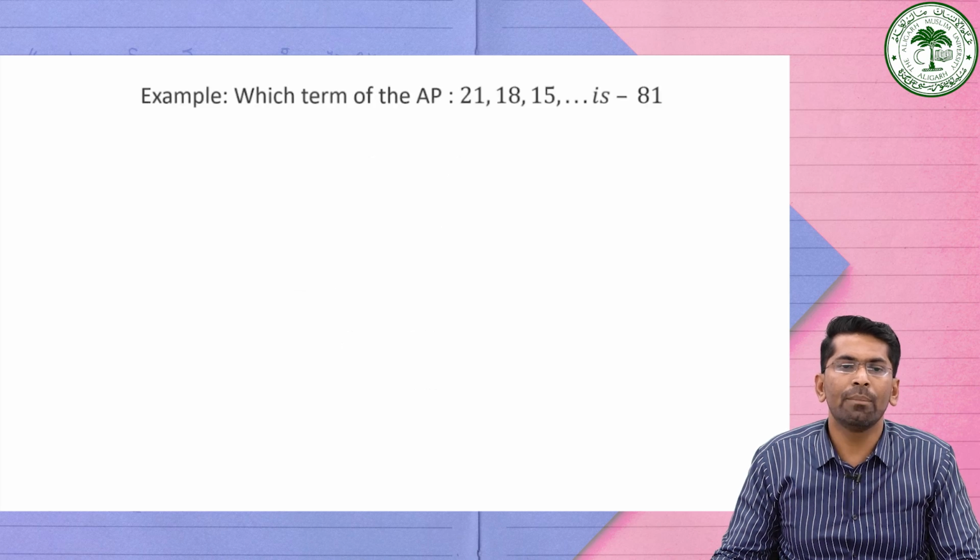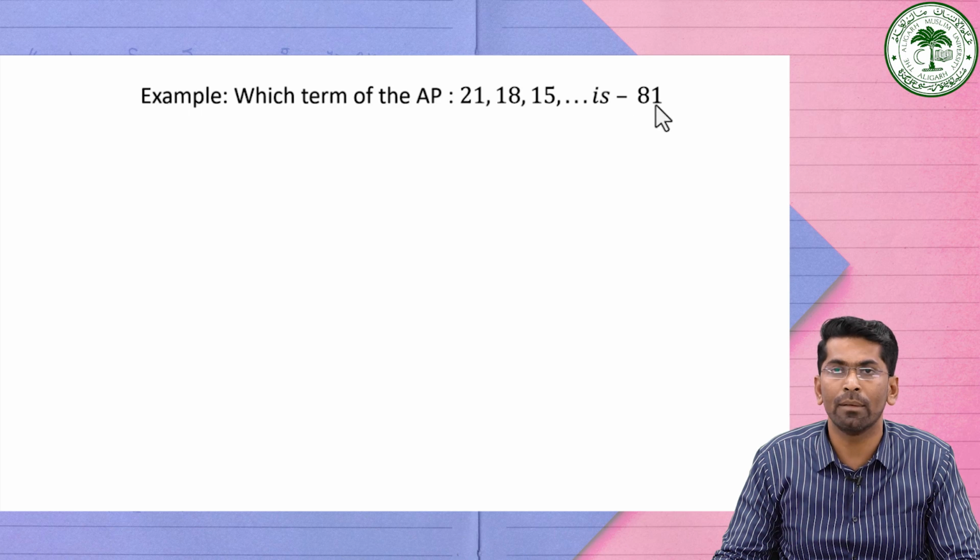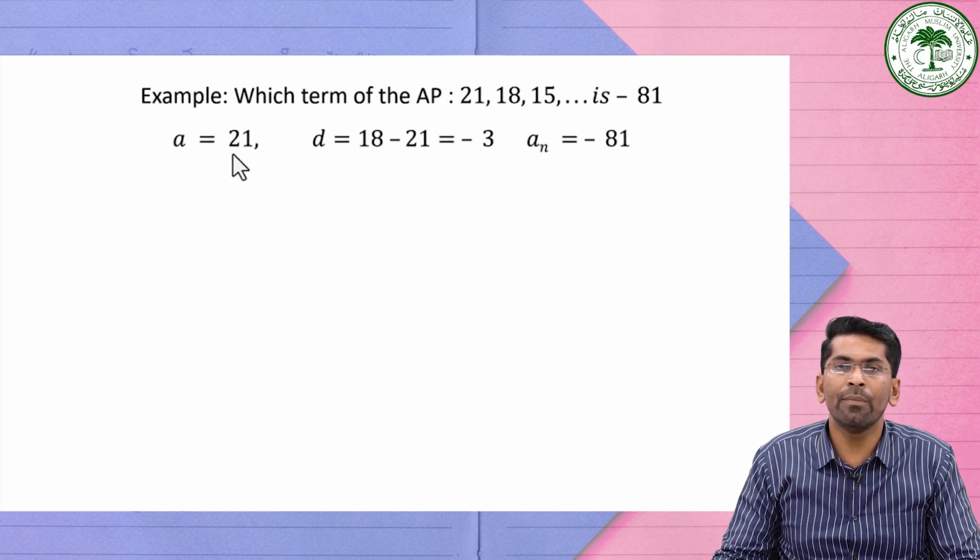Now consider another example. Which term of the arithmetic progression 21, 18, 15 is minus 81? What is the information given here? A is given, that is 21. We can calculate D, the common difference, which is the difference between two consecutive numbers, so it is 18 minus 21, which is equal to minus 3. Then the nth term is also given, this is minus 81. But we don't know which term this is, so we want to find out n here.